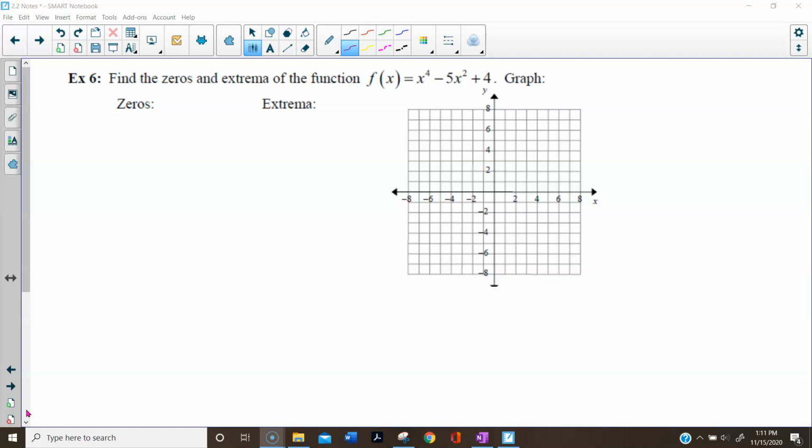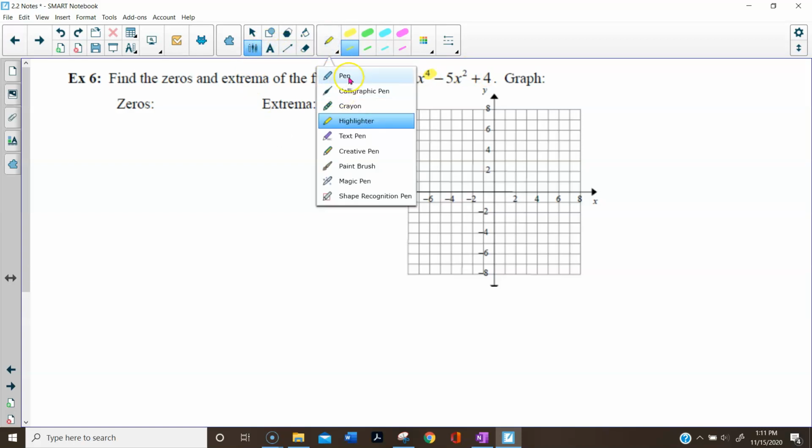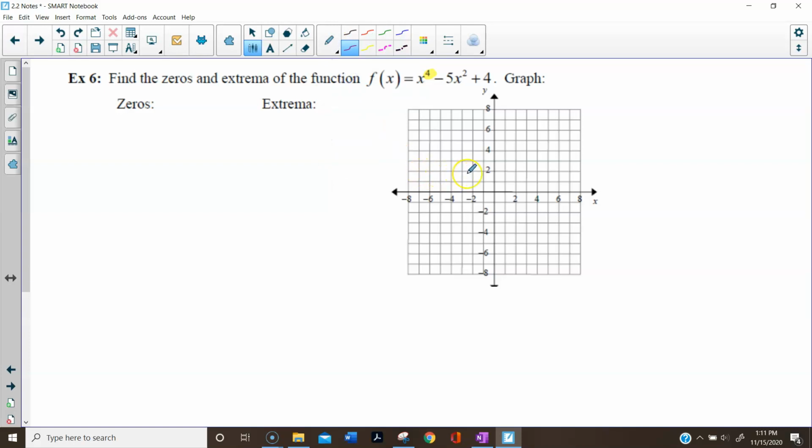This time, the function is not in factored form, and that is okay. So the first thing we're going to do is just look at the degree. We're not going to add these together because it's not in factored form. So we're just looking for the highest exponent. The highest exponent is the degree. So in this case, the degree is 4.